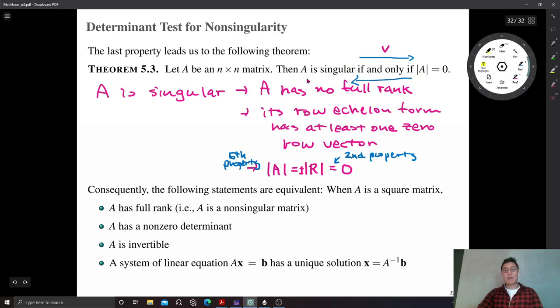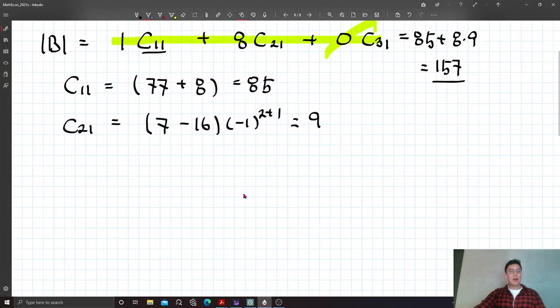Now let's do the other direction. So now we have to prove that if the determinant is 0, then matrix A is singular. And for the proof of this statement, let me consider its contrapositive statement.